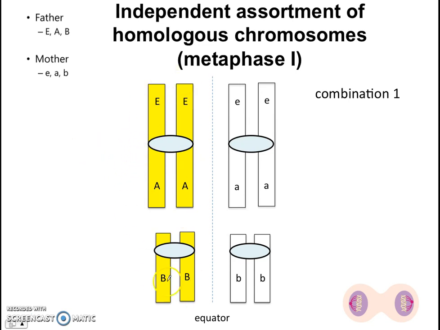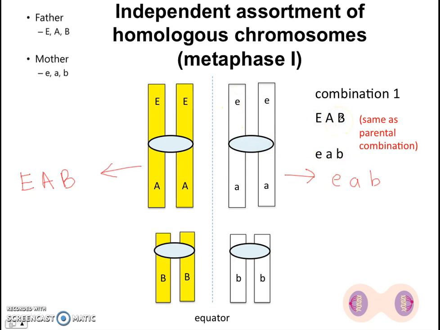Well, if all my father's chromosomes line up on one side, then I will produce sperm with a combination of capital E, capital A, and capital B alleles. And I'll also produce sperm with a combination of small e, small a, and small b alleles. So this is the first combination. But what you realize is that this combination is exactly the same as what my parents gave me originally. So there's nothing new. My father gave me big E, big A, and big B together. That's the sperm that he gave me. And now I'm also producing a sperm with the same combination. My mother gave me an egg with small e, small a, and small b.